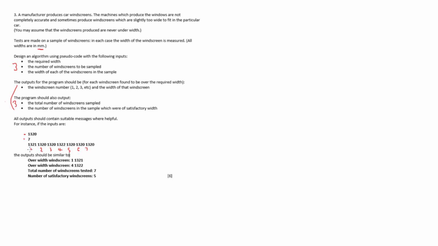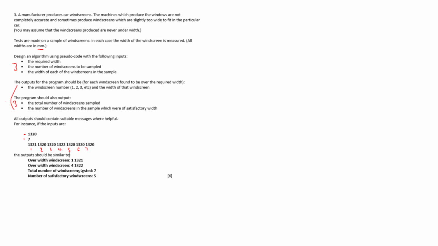So here, when we run through this with our algorithm, over width windscreen in position 1, that's this one, and that is 1321, so it's 1 millimeter over that one. Over width windscreen, that one's acceptable, that one's acceptable. This one is too big by 2 millimeters, so that one also gets outputted. So position 4 outputs 1322, and that's checked, and then we move along. That's okay, and that's okay.